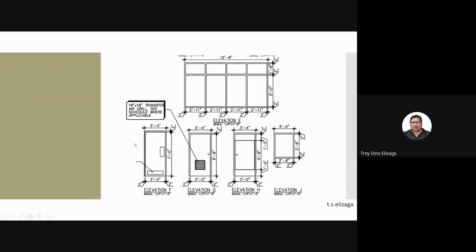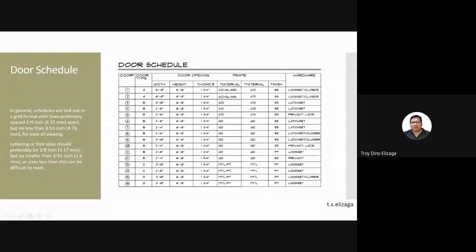So these are examples of elevations of the doors and windows. For a door schedule in general, schedules are laid out in a grid format with lines preferably 1/4 inch or 6.35 mm apart and no less than 3/16 of an inch or 4.76 mm for ease of viewing. Now, this actually is very useful information when you're doing AutoCAD. Because when you make a table, sometimes that's the main question: how small or how big the table should be. So you should always have a standard way of making the tables.